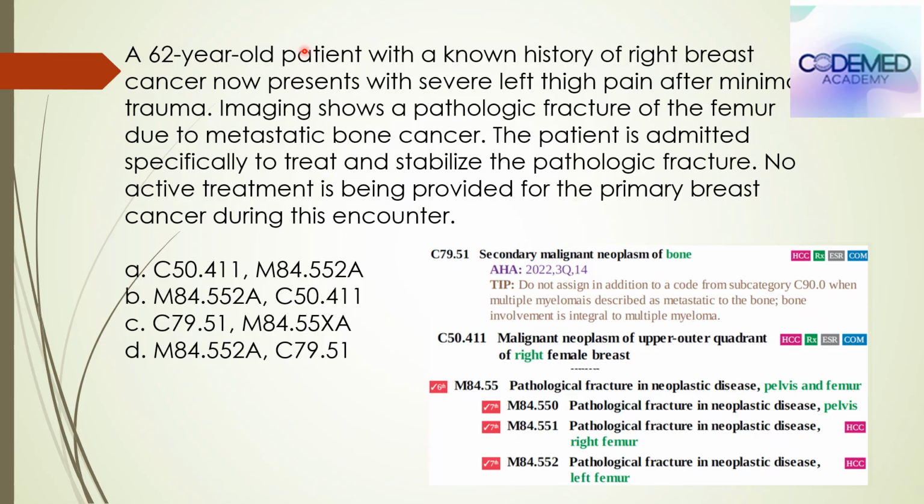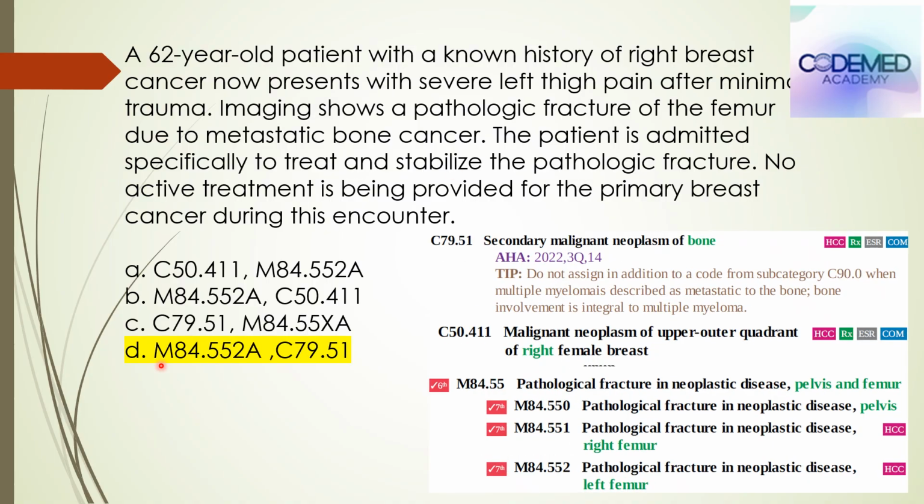A 62-year-old patient with a known history of right breast cancer now presents with severe left thigh pain after minimal trauma. Imaging shows a pathological fracture of the femur due to metastatic bone cancer. The patient is admitted specifically to treat and stabilize the pathological fracture. No active treatment is being provided for the primary breast cancer during this encounter. So this is the guideline where the focus is the fracture treatment, not the cancer treatment. So you know the guidelines. Zero in on the answer.